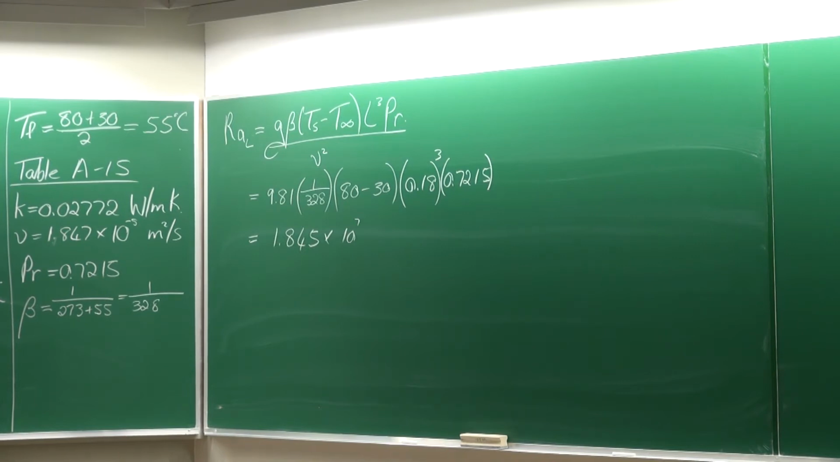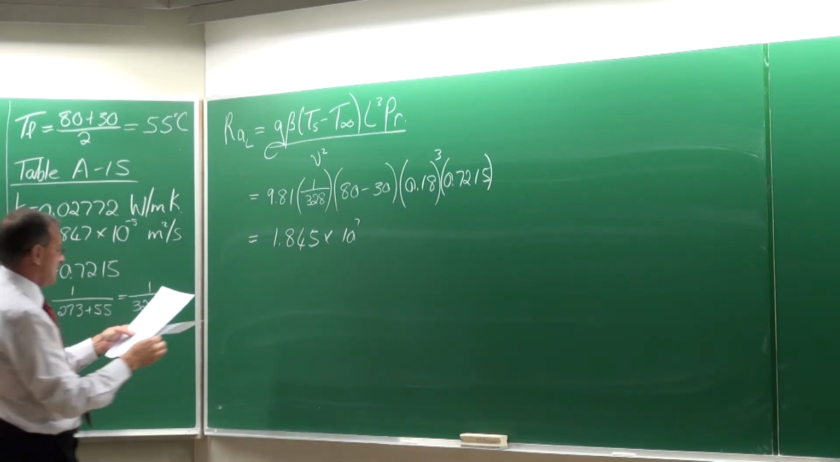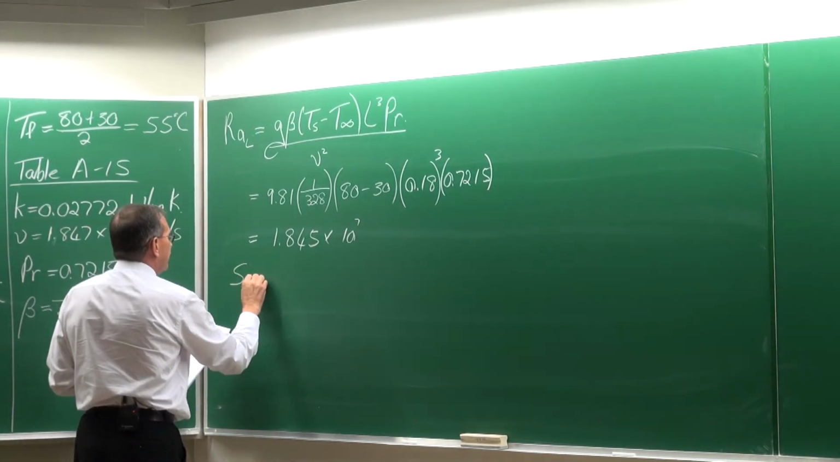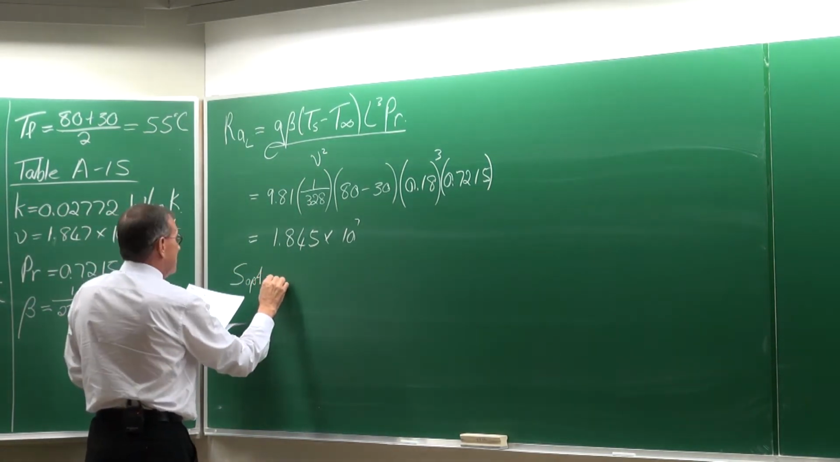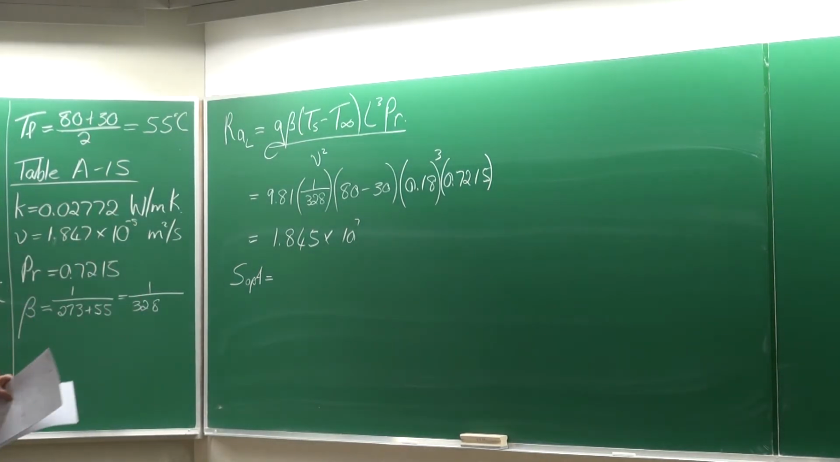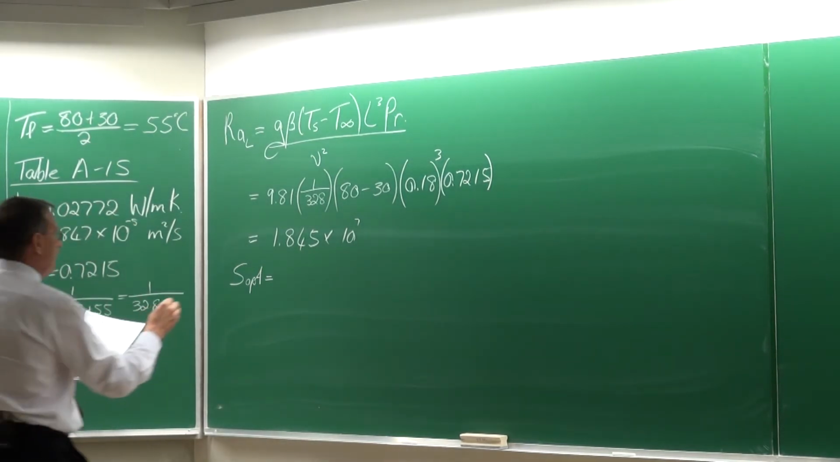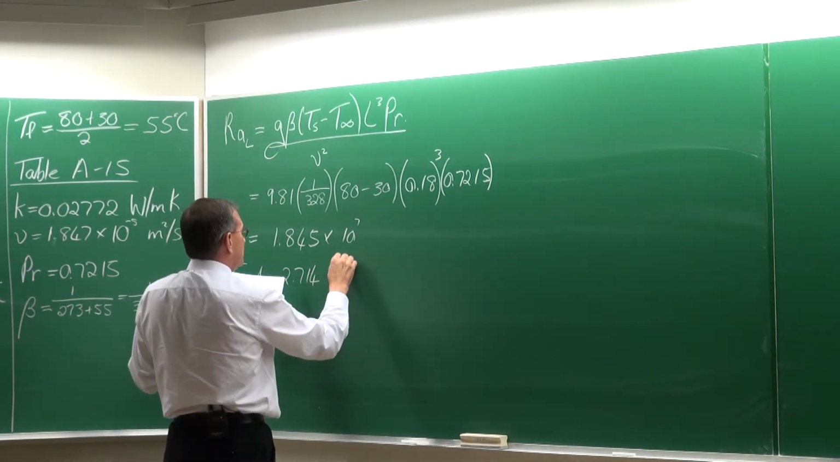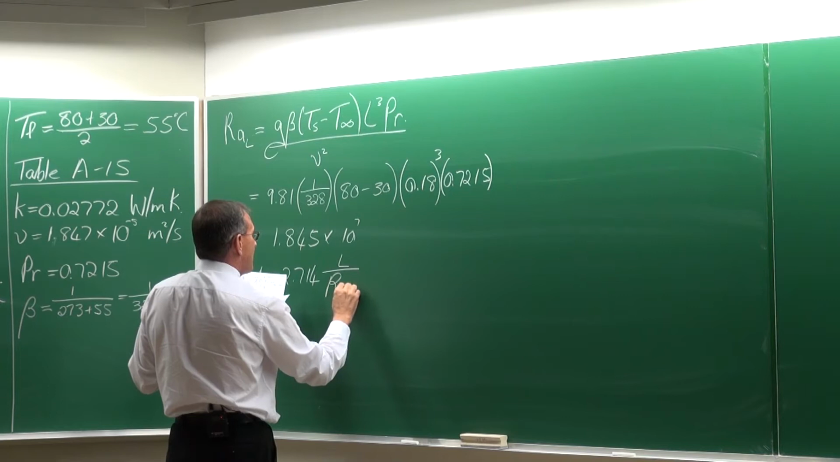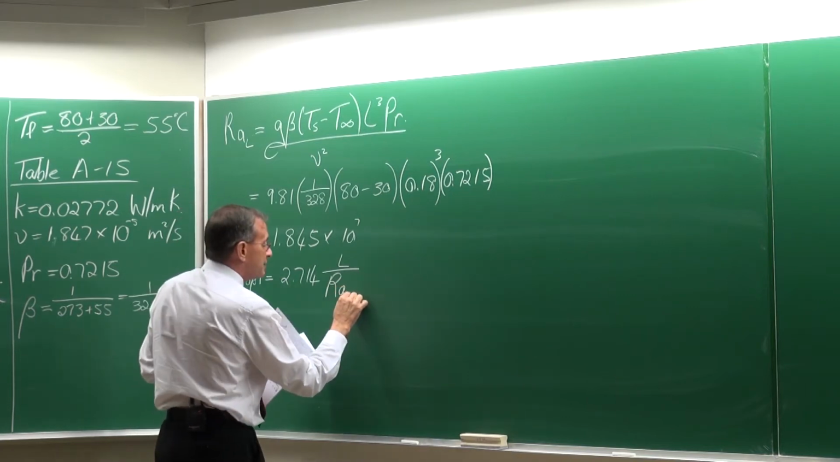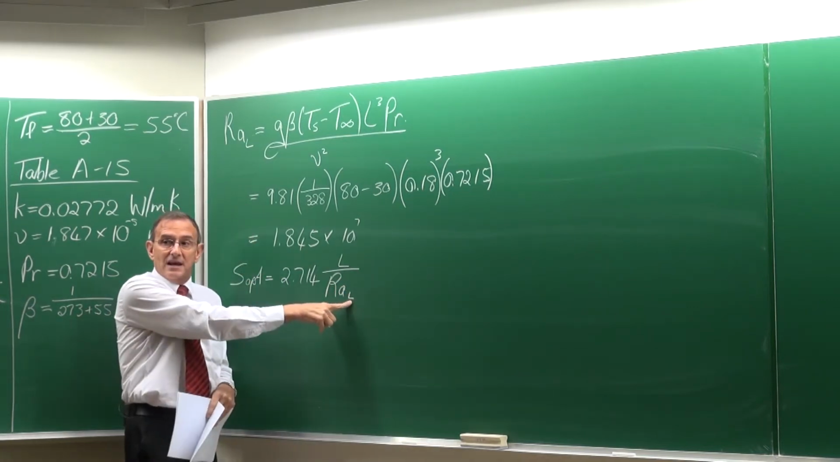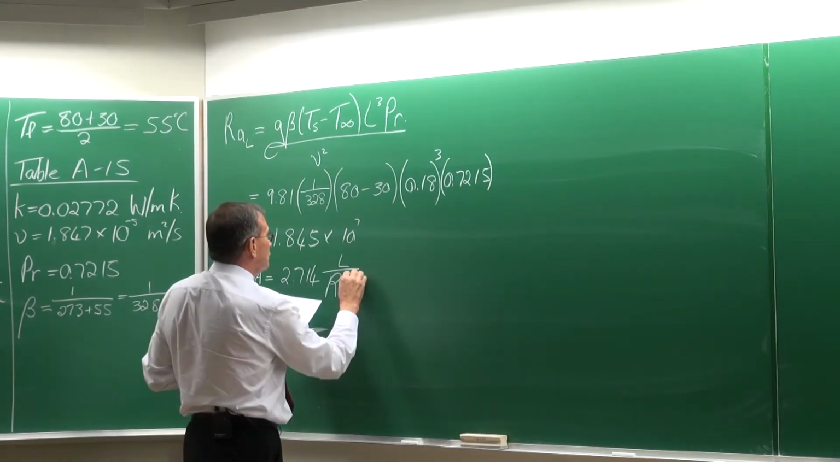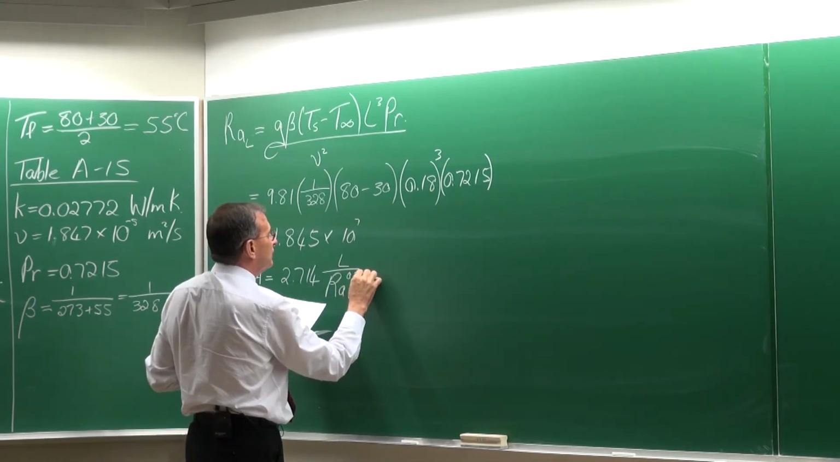Okay. And now, if we look on the PowerPoint, we can see that the optimum spacing for the fins is equal to 2.714 multiplied by L divided by the Rayleigh number, and they very specifically say it is based on the length L, to the power of 0.25.